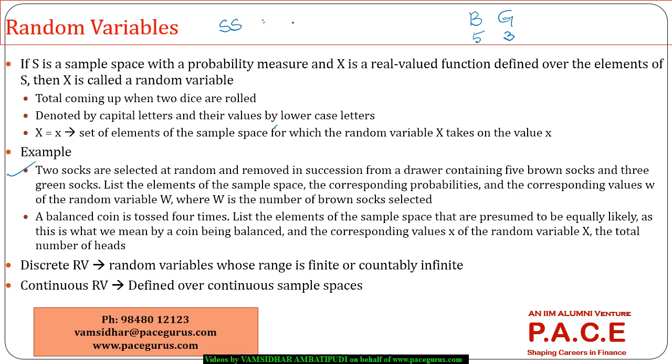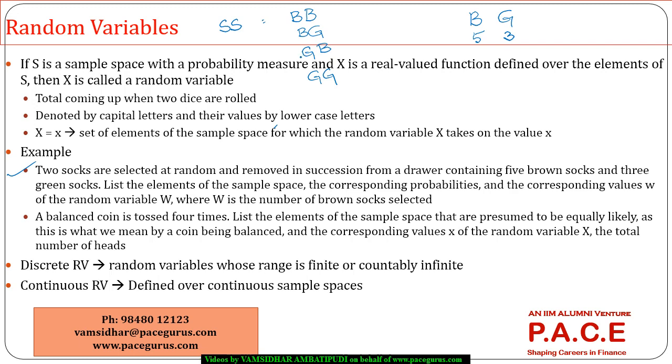I'm picking 2. So there could be 2 brown ones only that could be picked. There could be 1 brown and 1 green one that could be picked. Or I could have picked 1 green first and then a brown. Or I could have picked both green. So this is my sample space. Right? These are the various possibilities.